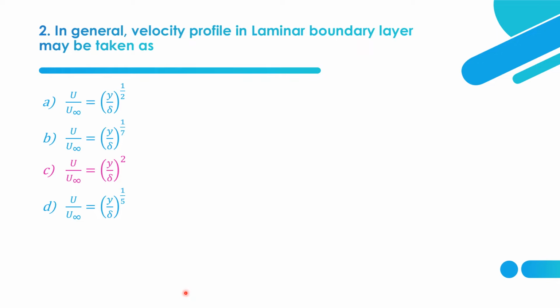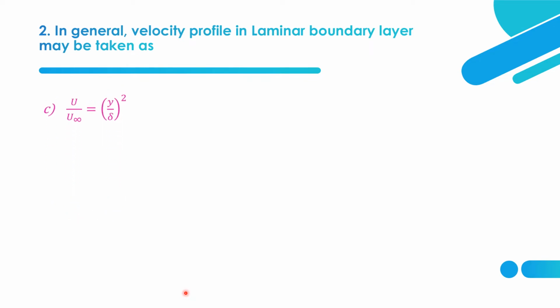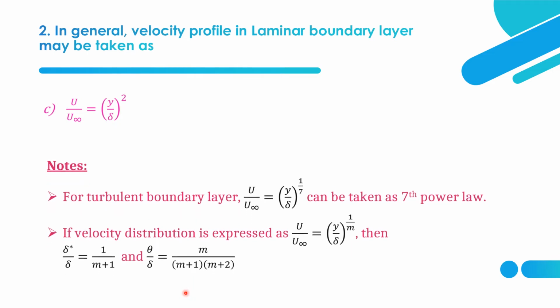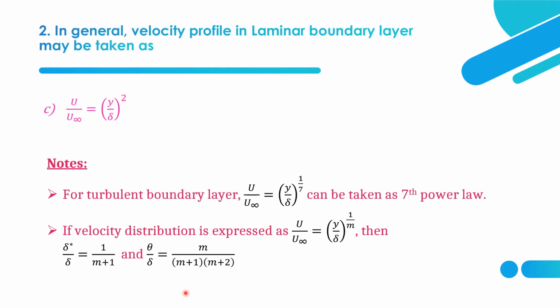So option C, u by u infinity, where u infinity is nothing but free stream velocity. So this ratio will be equal to y by del the whole square. Del, what is del? Boundary layer thickness. Now we shall see for turbulent layer. For turbulent boundary layer, this could be the velocity distribution profile. That is nothing but seventh power law. Here you can see y by del power 1 by 7. So it can be called as seventh power law.